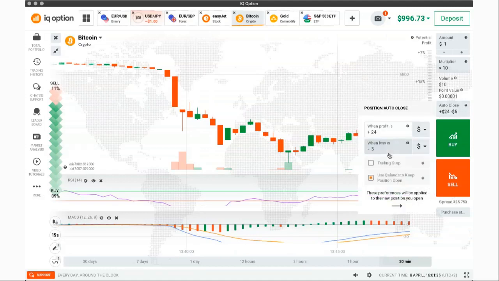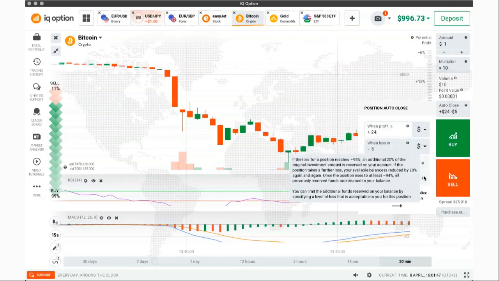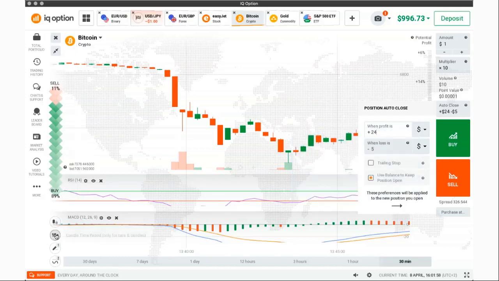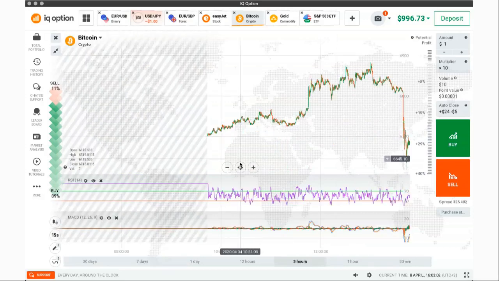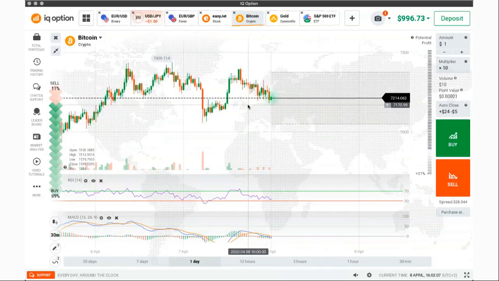Then you have trailing stop and use balance to keep position open. Now, whichever country you're in, you can read this in your local language if it's easier, but I will explain it to you. Okay, now a trailing stop is great. I'll keep that on there whilst I'm speaking. But imagine your trade is moving into profit and you don't want to necessarily close it, okay? Because you want to keep making profit. So if I go to 30-minute candles and I click to the middle, so it takes me to the current price on BTC.